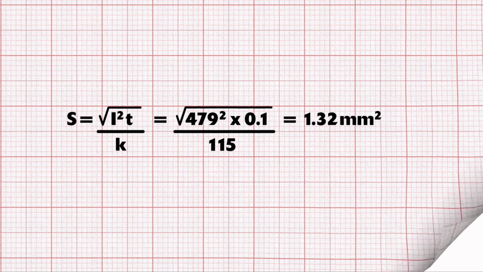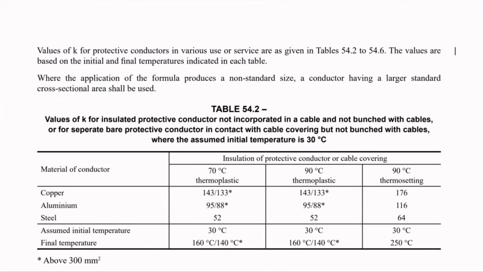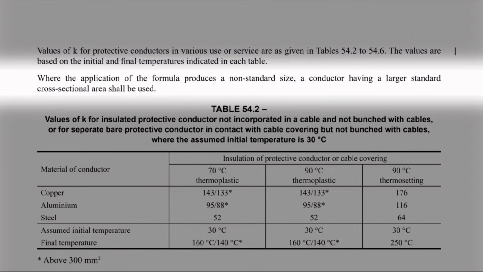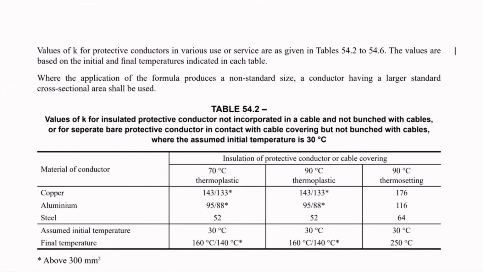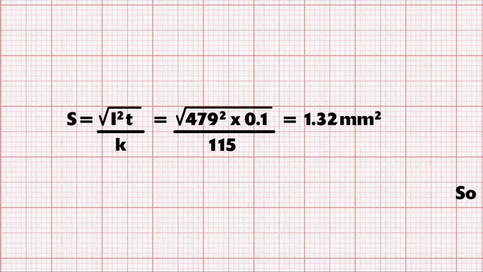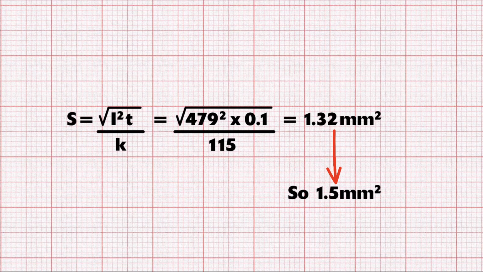Regulation 543.1.3 concludes, where the application of the formula produces a non-standard size, as it almost always will, a conductor having a larger standard cross-sectional area shall be used. So we always go to the next standard size up. In this case, that would be 1.5 millimetres squared. So our CPC needs to have a CSA of at least 1.5 mil.